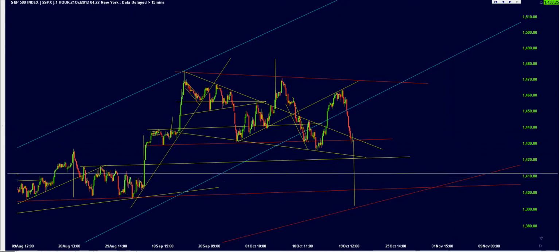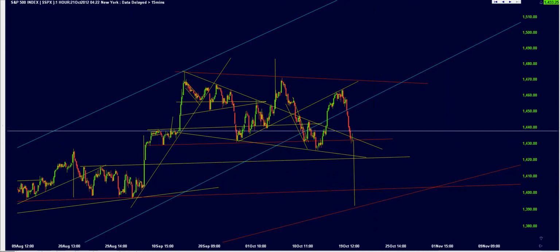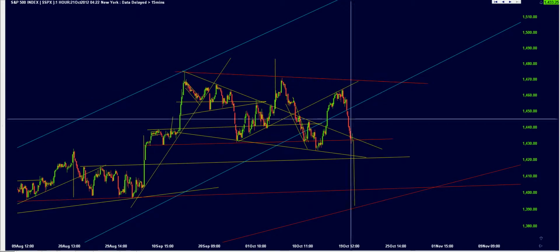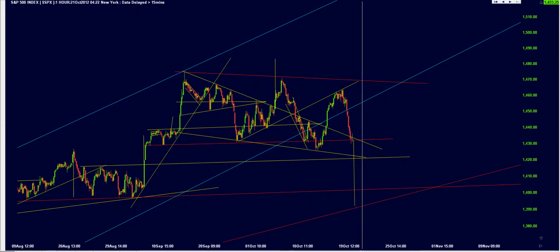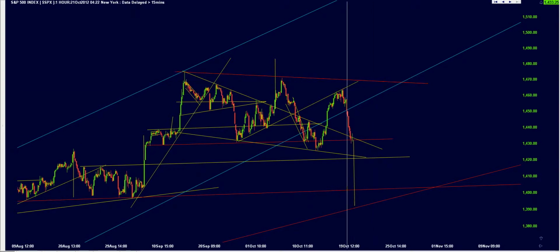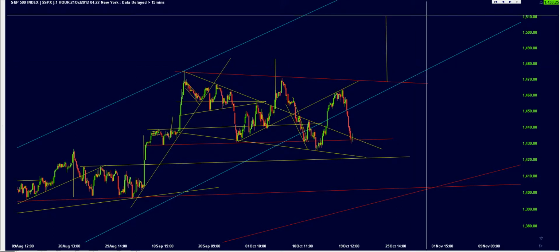But let's just see what happens with the S&P 500, because now we're still defined between this red line here and this top red line here. It is possible that the S&P 500 could rally on up and take this red line out still. And if we do get that push to the upside, well, we could get back into our larger channel and head on up into the 1500s.